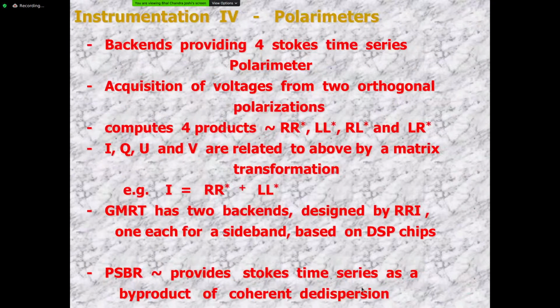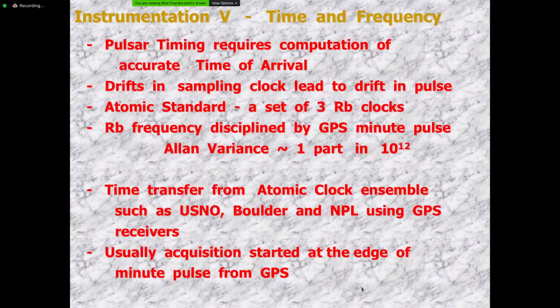I will not speak much about polarimeters, but you can also get the 4 Stokes parameters from the voltage data from a phased array by doing appropriate processing. But most importantly, you need to time these signals. As I said, you need to time the period.